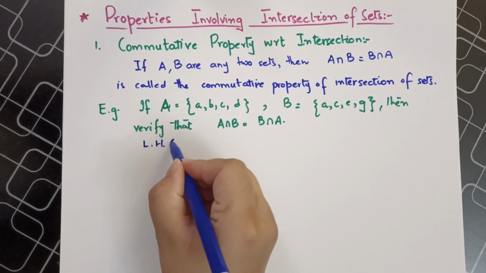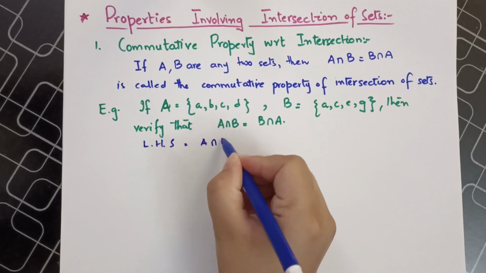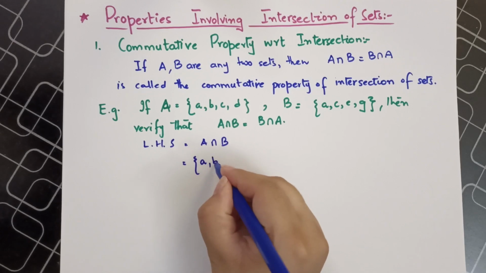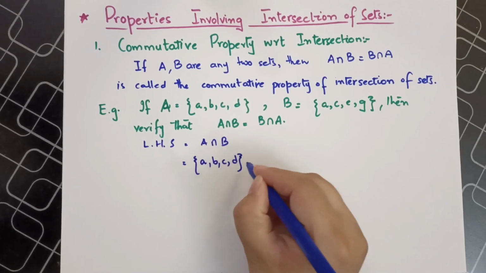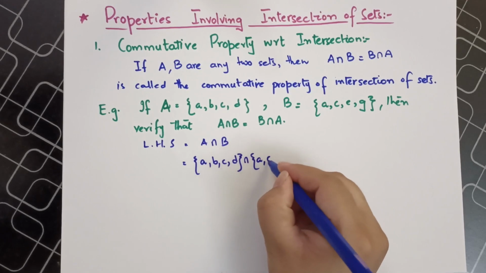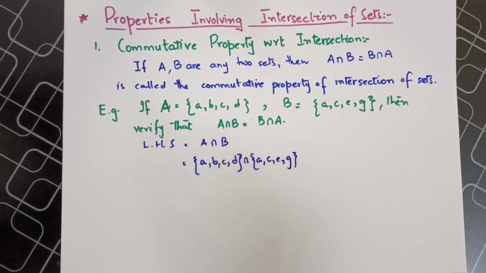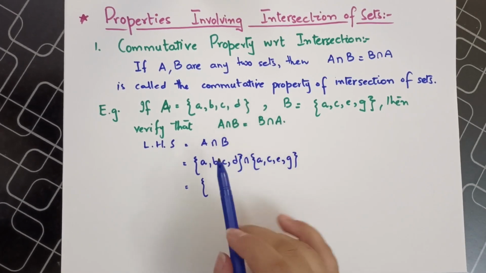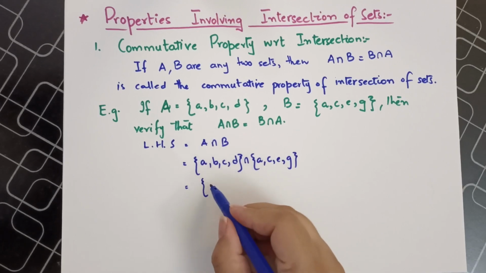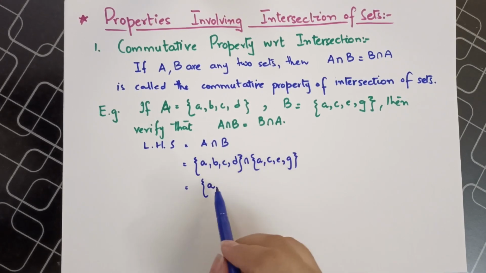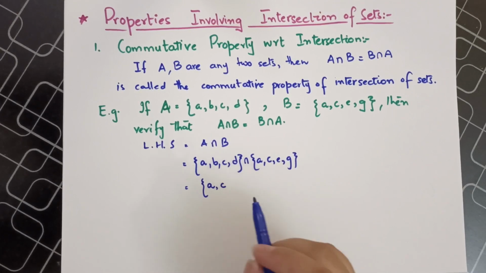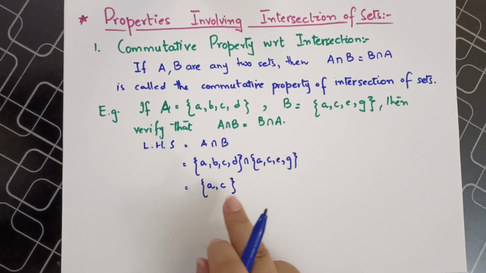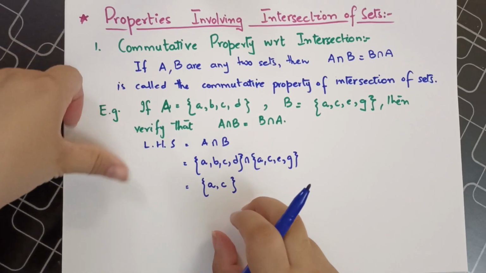So left hand side is A intersection B, right? So it goes like A, B, C, D intersection A, C, E, G. Now what you get as the answer, what are the common elements between these two sets? You see that A is common. We'll write it down. B is there? No, it's not there. C is there? Yes, we're going to write C. D is there? No, and the rest is not. So the result of A intersection B is A and C.